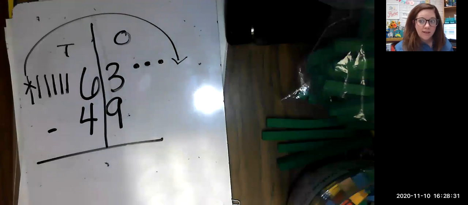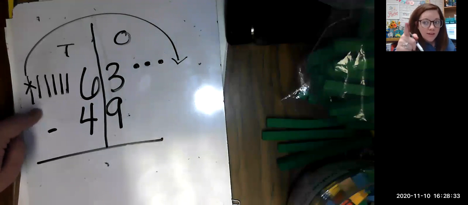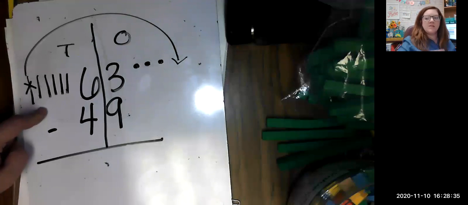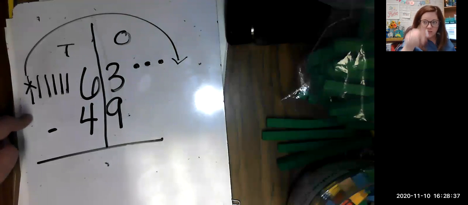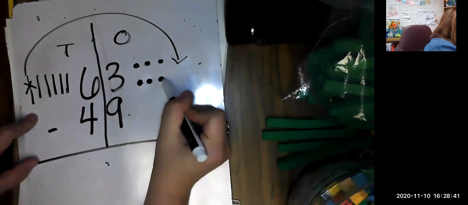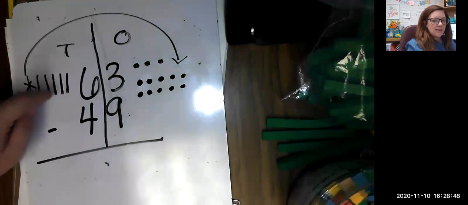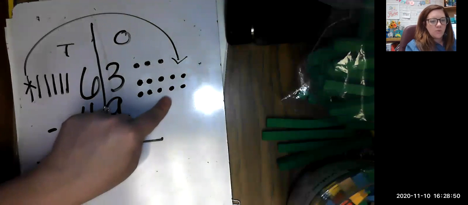So I'm going to take one of my tens and I'm going to send it flying over here. I'm going to break it apart up into what? 1 10 is worth 10 ones. 1, 2, 3, 4, 5, 6, 7, 8, 9, 10. So I broke up this 10 and I turned it into 10 ones.